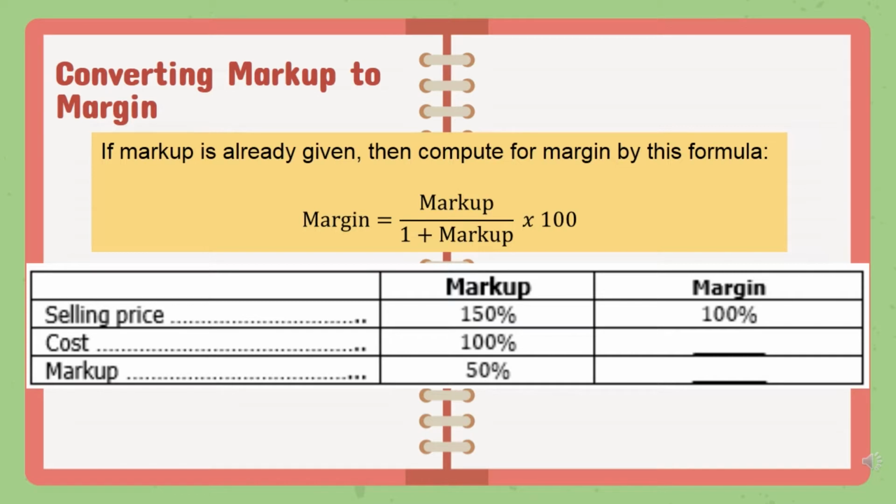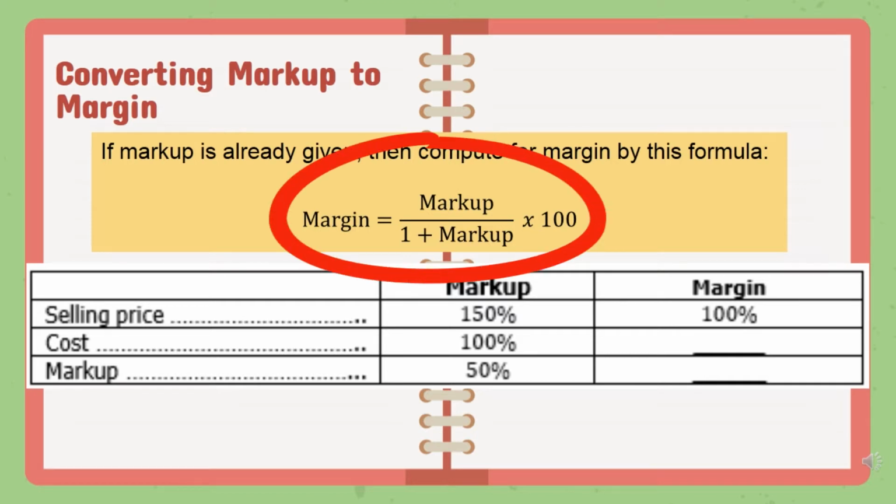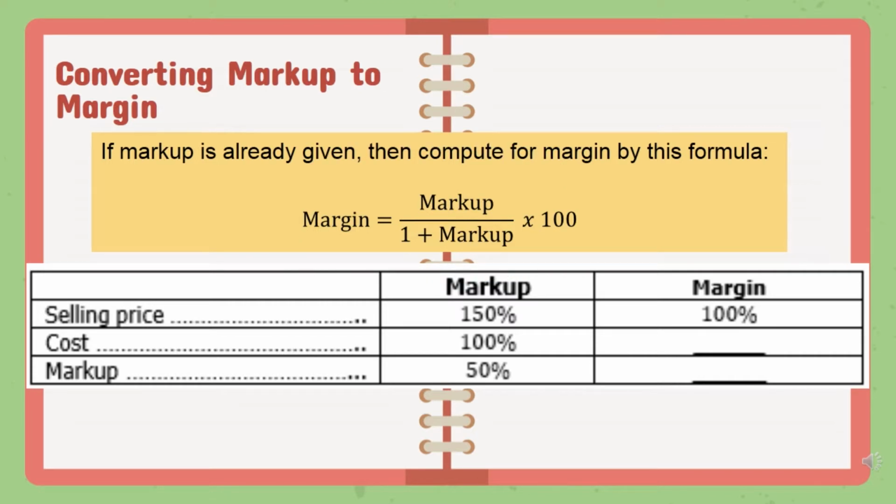Let us have the first case. Given the markup, we solve for the margin as margin is equal to markup all over 1 plus markup, multiplied by 100. Remember that before using this formula, we must convert the markup from percent to decimal form. Given the first example, for your selling price, cost, and markup, in terms of what portion of a markup are those three.